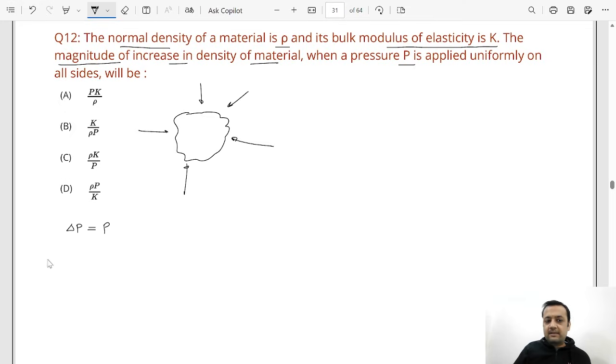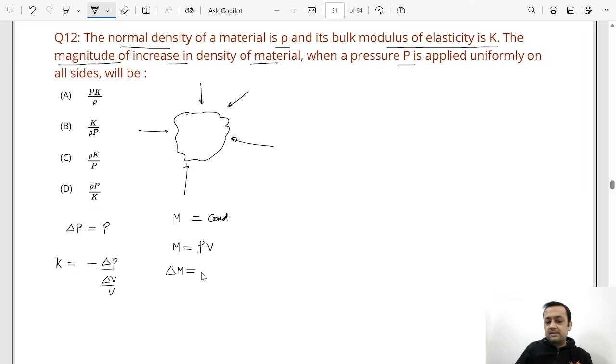The question is asking about the increase in the density of the material. Now understand that bulk modulus here is given as K. So bulk modulus is equal to minus delta P upon delta V by V, right? Delta V by V. That is the value of bulk modulus. Now remember that mass is going to be constant. So mass can be written as density into volume. Yes or no?